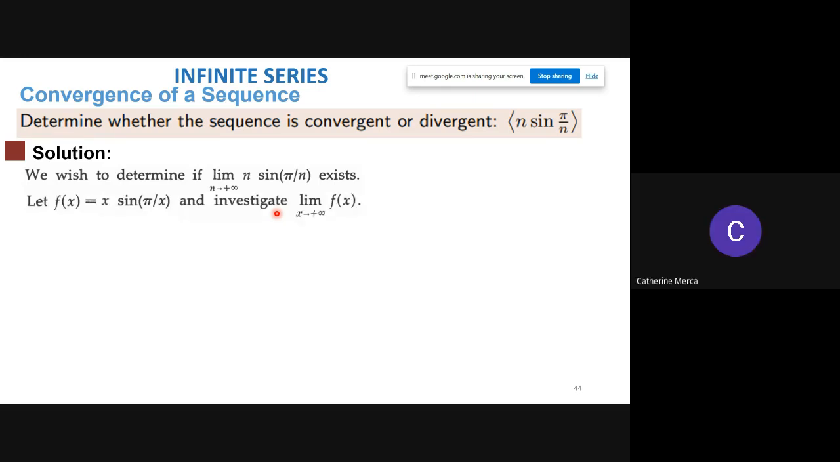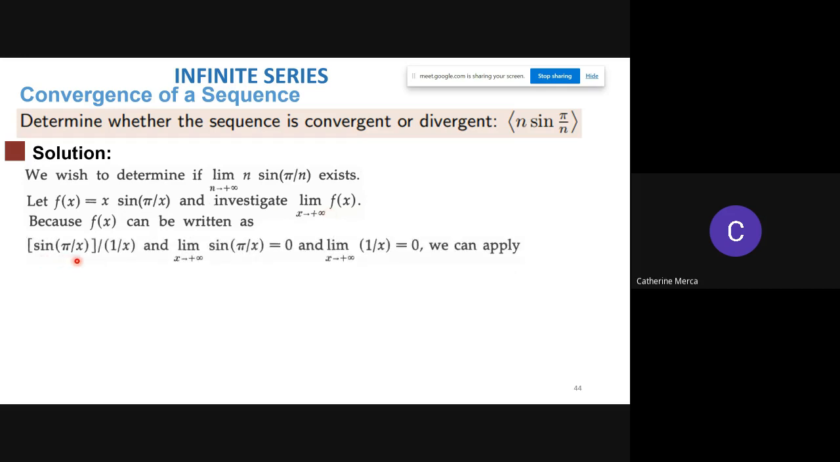Okay, ato tanawon kung dili ba siya mag-exist or mag-exist ba siya. Limit of f of x is equal to x sine of pi over x. So, try to investigate your f of x. So your f of x can be written as sine pi over x over 1 over x. Kani inyong n sine pi over n. Pwede man na ma-replace na to with x, no? Sine pi over x over 1 over x. So what is the limit of sine pi over x as x approaches infinity?